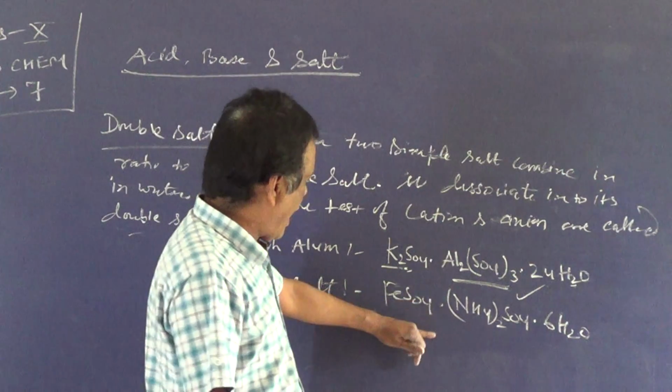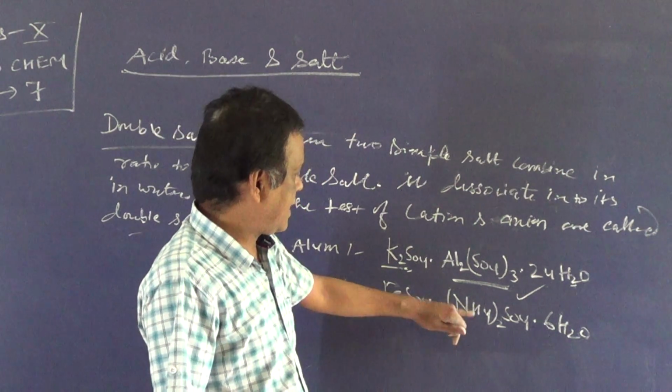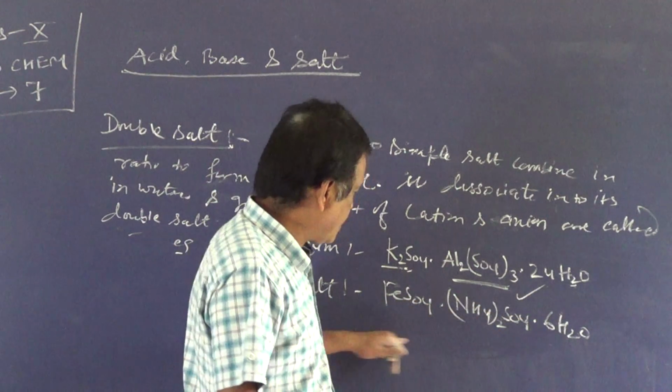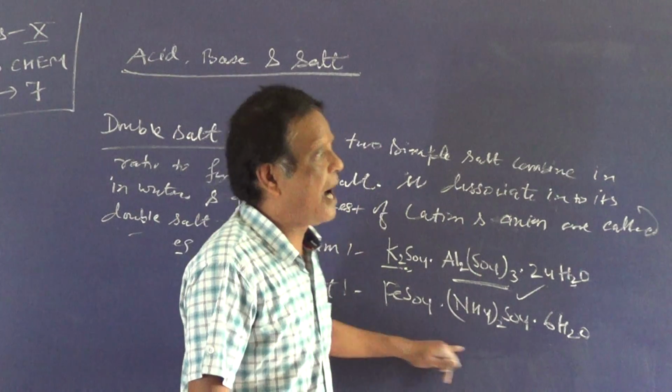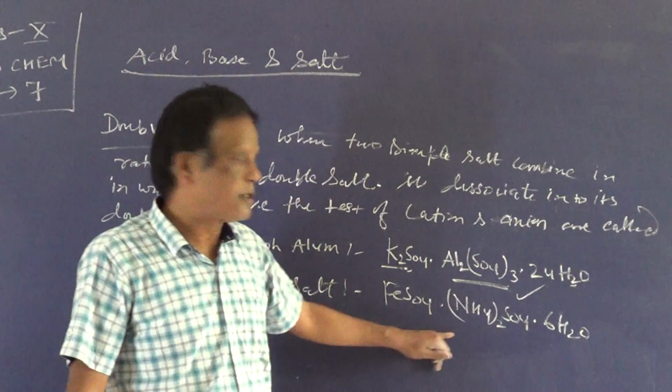FeSO4, if it ionizes, breaks into Fe2+ and sulfate ion. इधर अमोनियम आयन में टूटेगा और सल्फेट आयन में टूटेगा. This is the dissociation. They do not retain their identity in aqueous solution.